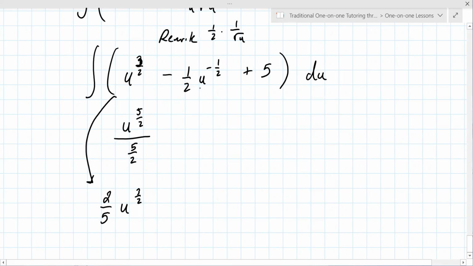You're adding 1 to this one, so it's u to the 1/2. So you are dividing by 1/2, but that means you're multiplying by 2. 2 times 1/2 is 1, so it becomes -1.